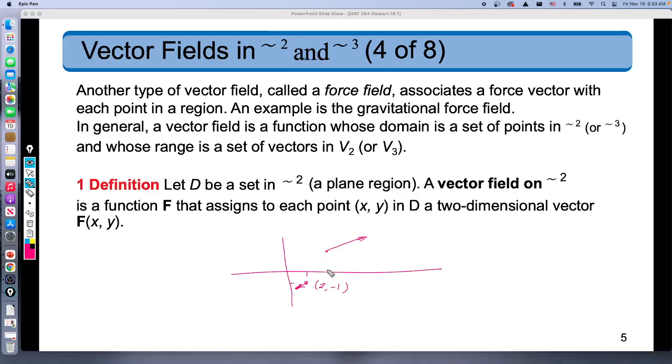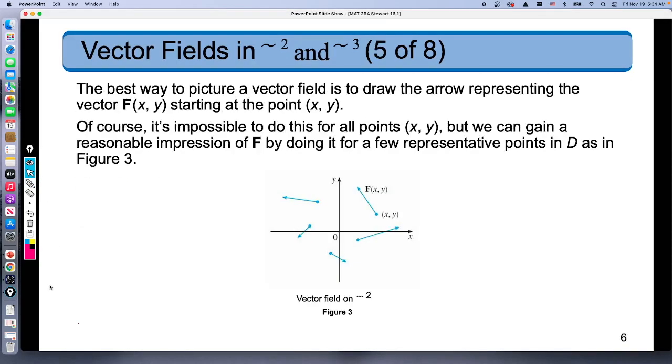Okay, this one might be <4, 2>, something like that. So there are coordinates associated with each point, the x and y coordinates. They get plugged into the function that gives us a vector. And we'll look at some other examples here as well. Okay, something like this. So each coordinate (x, y) gets a vector attached to it. That's our function, and that's what we're going to be working with.